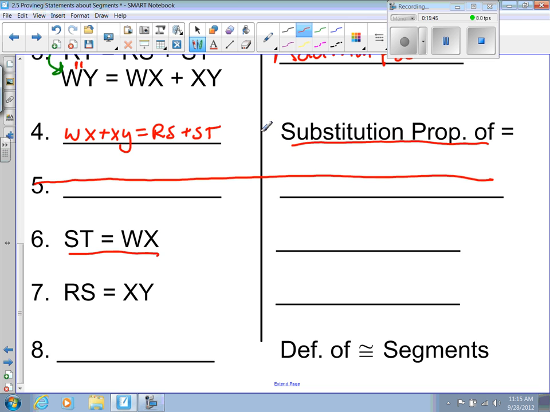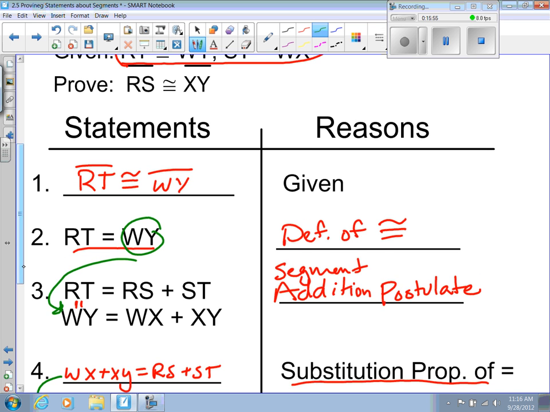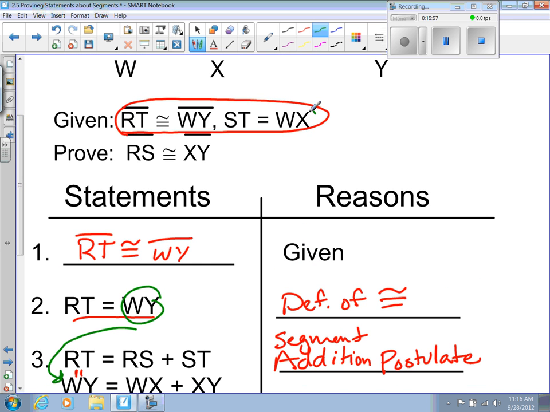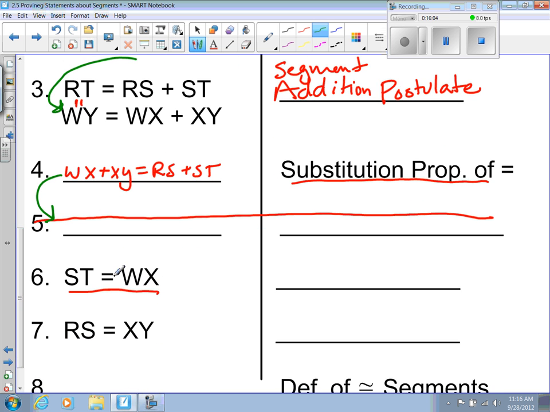Now, I'm not always just going from this line to this line, right? Sometimes I'm using something from the picture to start a new train of thought. And in this case, I haven't used this given yet, ST equals WX. As I come down here, ST equals WX. Reason for that is that's one of my givens. I'm using that second given now.